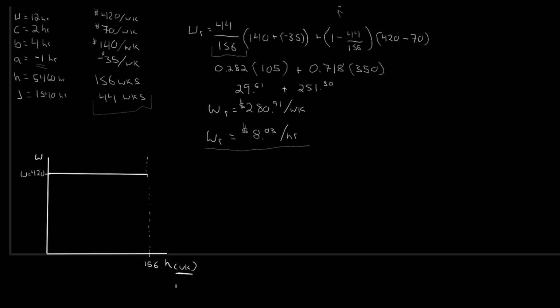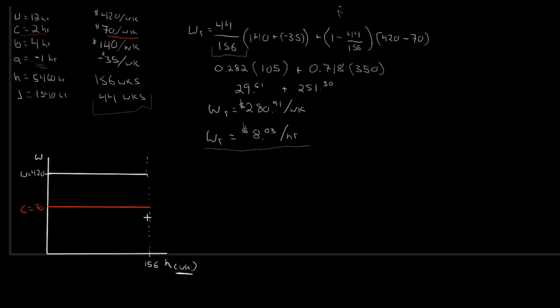So let's use red for that cost to work. We have our cost to work at $2 an hour or $70 a week. So our cost is 70. If we are working for that entire 156 weeks, we earn 420, but we face that cost of 70. Again, that difference, that area in between, is our employment benefit that we are earning.